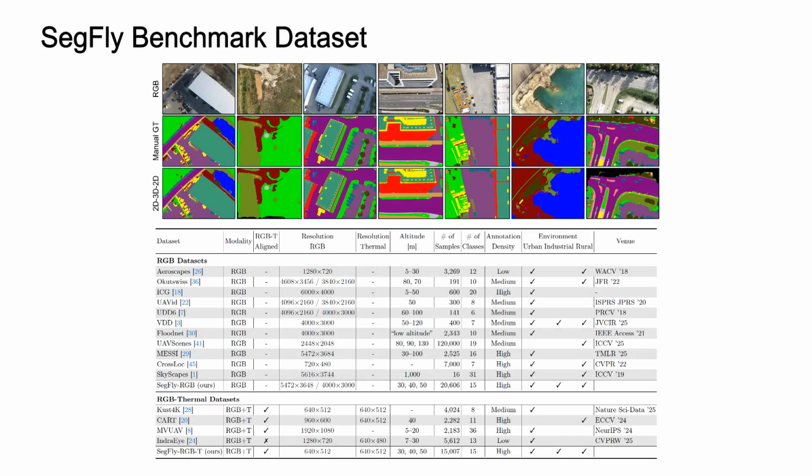Building on this pipeline, we introduced the SegFly benchmark, comprising over 20,000 high-resolution RGB images and more than 15,000 geometrically aligned RGB thermal pairs across 9 scenes, 3 altitudes, and multiple seasons. Remarkably, all of this is derived from manual labels on only about 3% of the RGB data, and no manual labeling on thermal data at all.